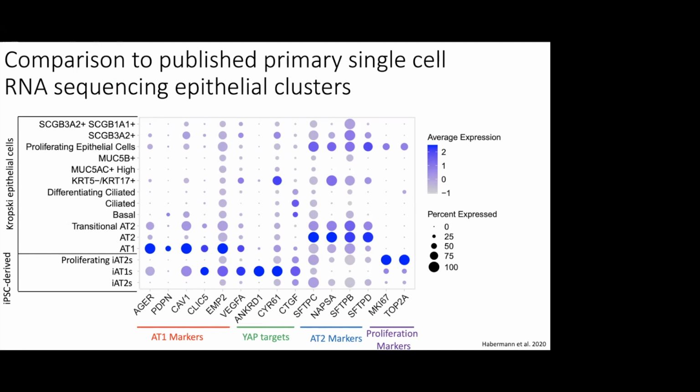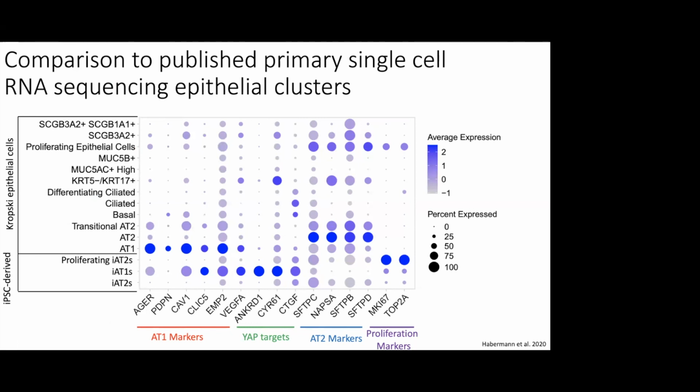And then the darkness of the purple is associated with what the actual expression level is. So the deeper the purple, the higher the gene expression is. And what you can see is my iAT1s compared to this primary AT1. The size of the purple dots is relatively similar. Again, podoplanin may be lagging a little bit behind.